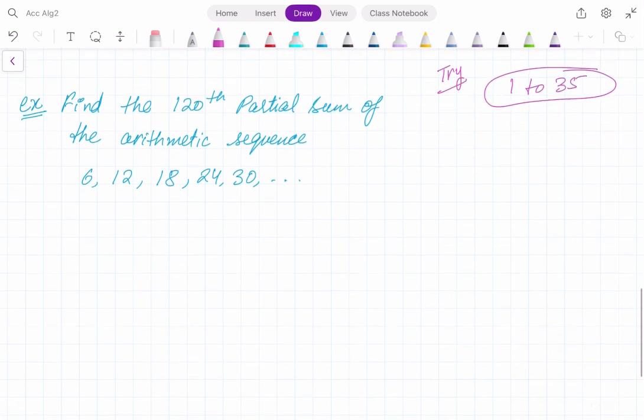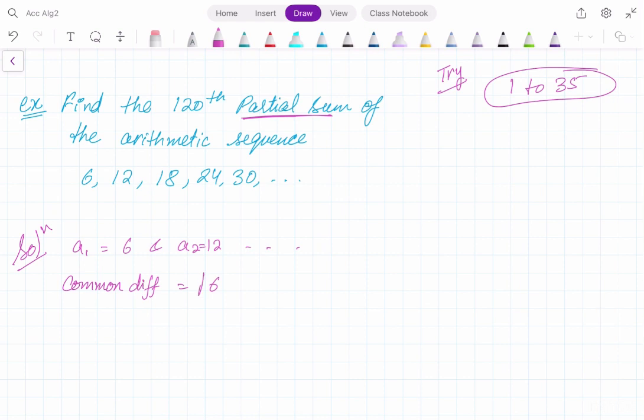What will happen if we have an infinite series? For the infinite series, infinite sequence, when they are talking about the 120th partial sum. By series I mean the summation. So we are talking about the summation in this case. In this particular problem, we know that A1 is 6 and A2 is 12 and so on. So I can find the common difference. The common difference between the first two terms is 6. And if I follow A3, every time we are adding 6.